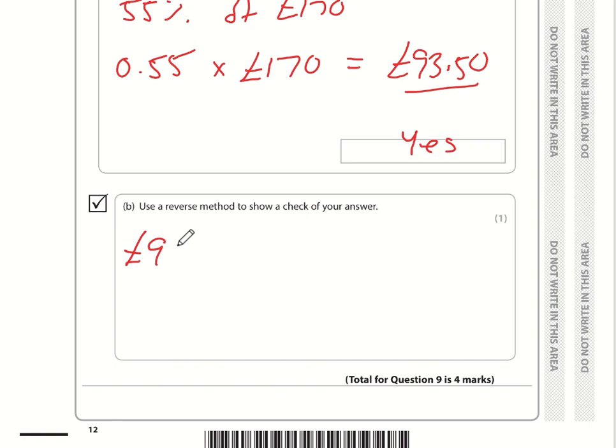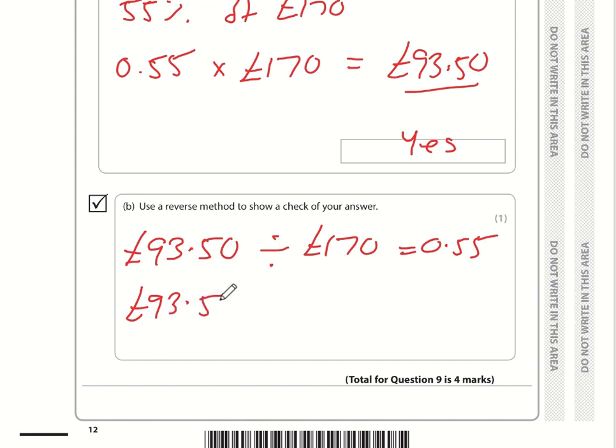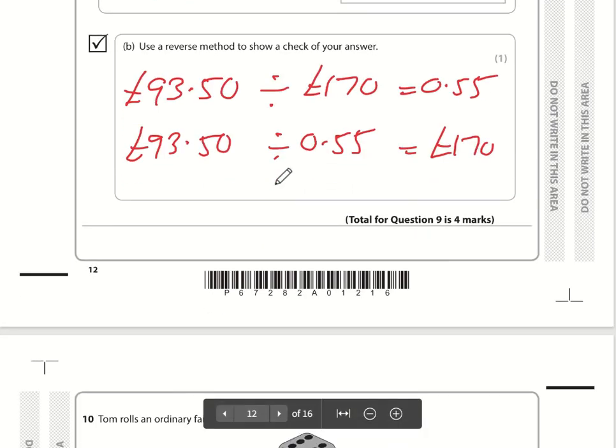So if I do £93.50 and I divide it by 170, what do I get? I get 0.55. Or I could do £93.50 divided by 0.55 and I get 170. So both of these is just a double check of the multiplication we've done.